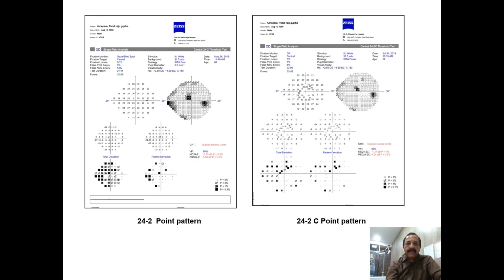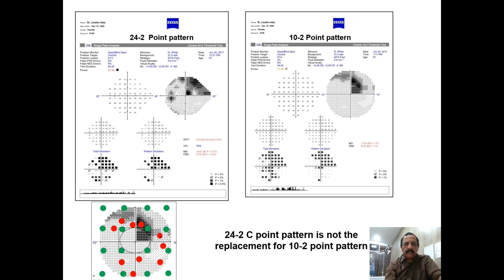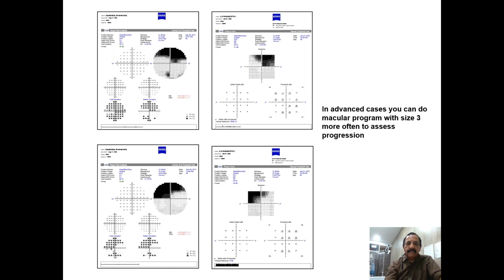The test was repeated with both point patterns in the same patient. But in this printout, both are showing the absolute indications to repeat the test with the 10-2. I want to emphasize one most important thing. The 24-2C point pattern is not a replacement for the 10-2 point pattern, because the 24-2C also has no points within the 3 degrees. So if glaucoma is within that area, the field defect details cannot be picked up by the 24-2C.